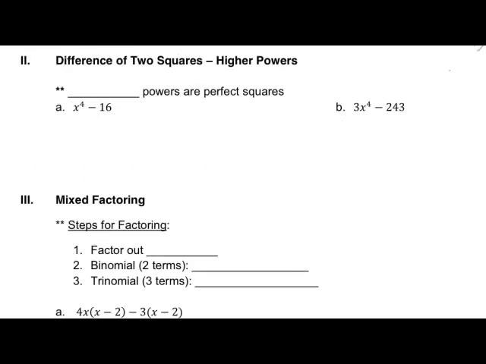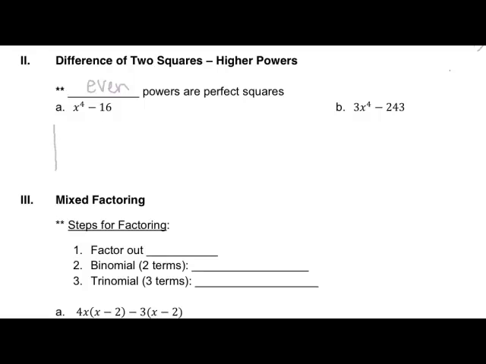In our factoring review, we looked at the difference of two squares formula. We're going to look at higher powers now. All of our examples had x squareds. So we're looking at exponents that are larger than 2. If we have even powers, then we have perfect squares. So we're going to factor using perfect squares with higher powers.